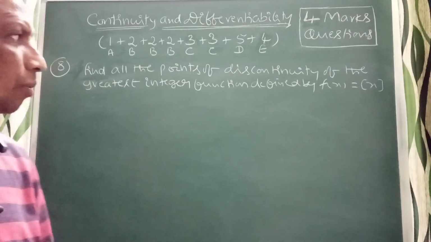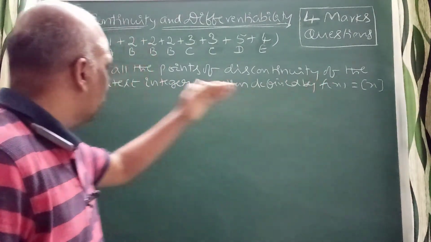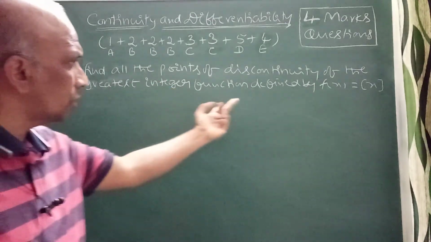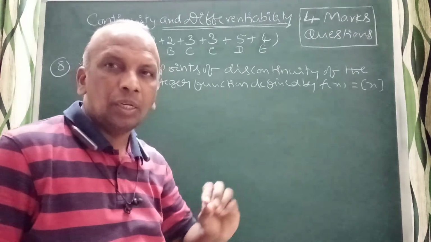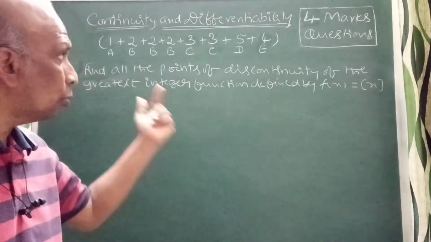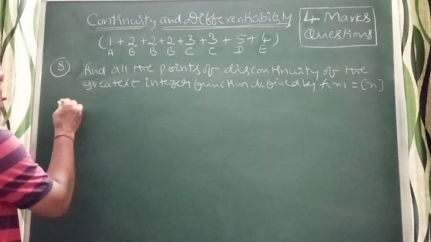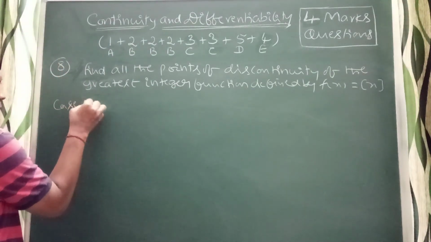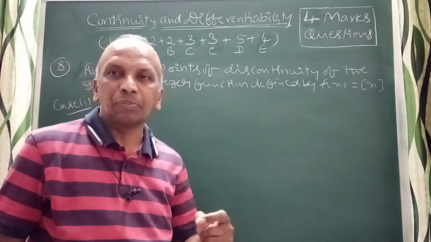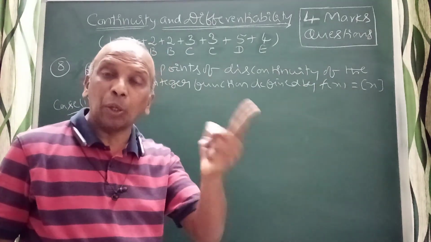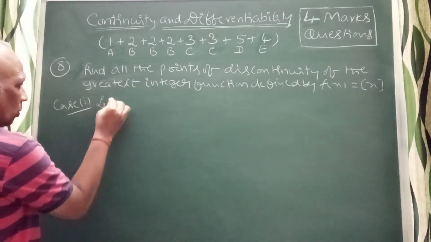You see this problem, they are asking: find all the points of discontinuity of the greatest integer function defined by f of x equals step x. You should find all the points of discontinuity of this function. We have case 1. When we are talking about case 1, suppose the given x is a real number but not an integer. Let c be a real number.